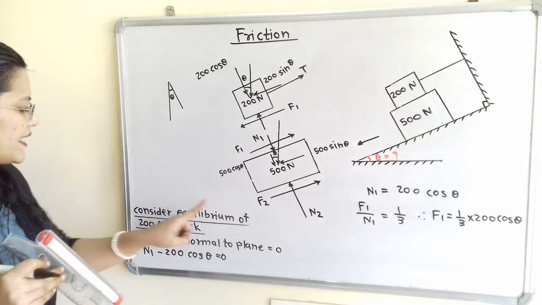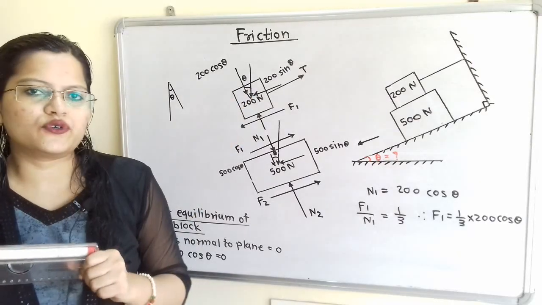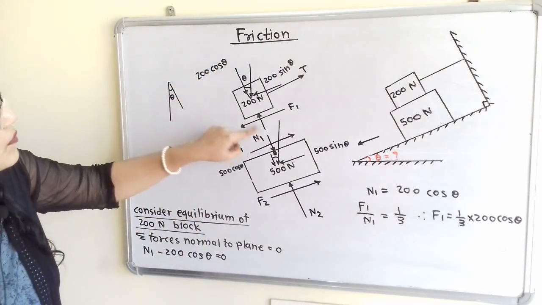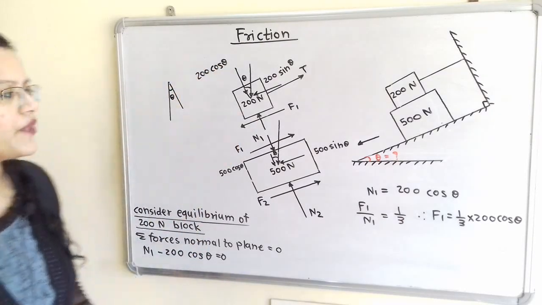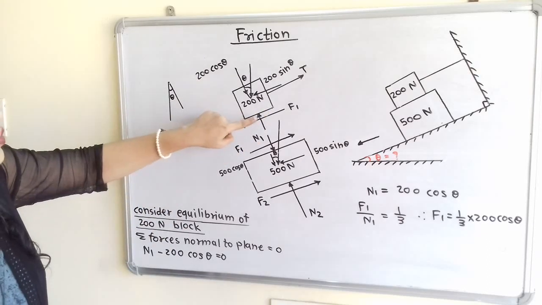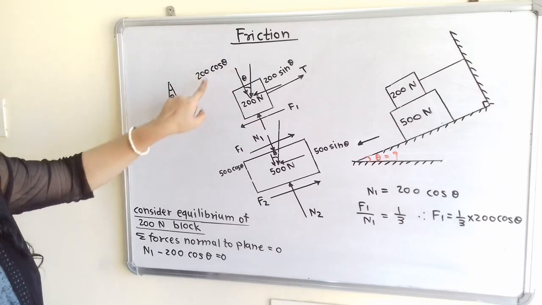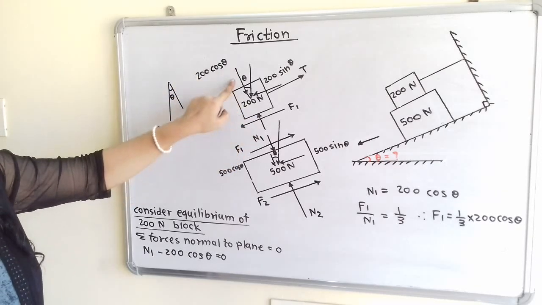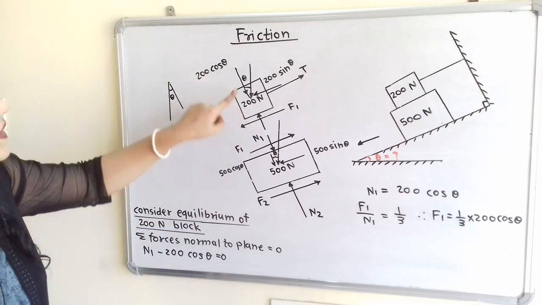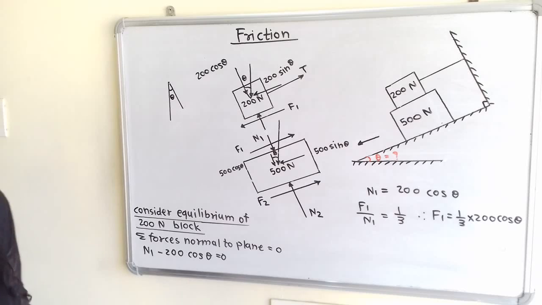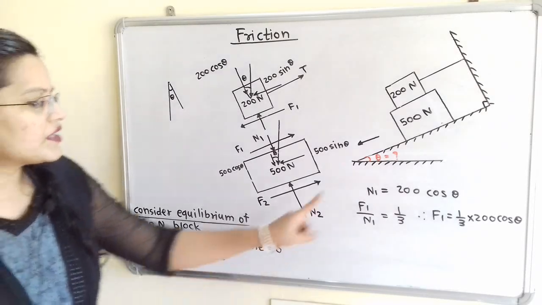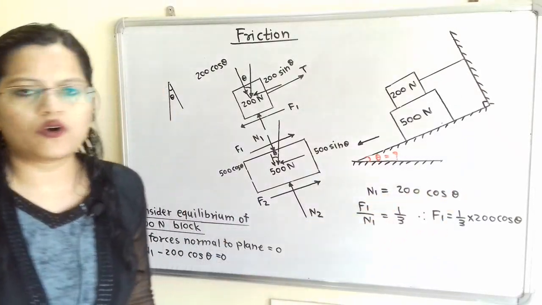Now we will move to the equilibrium of this 200 Newton block. We will consider summation of forces normal to the plane is equal to 0. Which are the forces normal, that means perpendicular to the plane? This component N1, and here is 200 cos theta. Both are in opposite direction. So from the diagram we can directly say N1 is equal to 200 cos theta, or N1 minus 200 cos theta is equal to 0. Now N1 is equal to 200 cos theta.